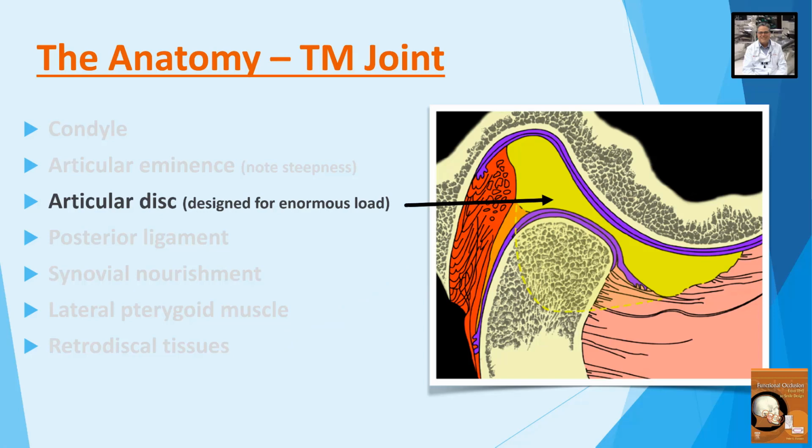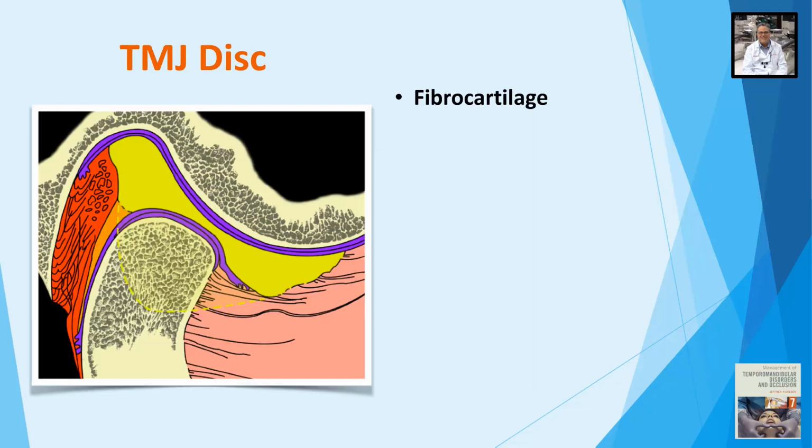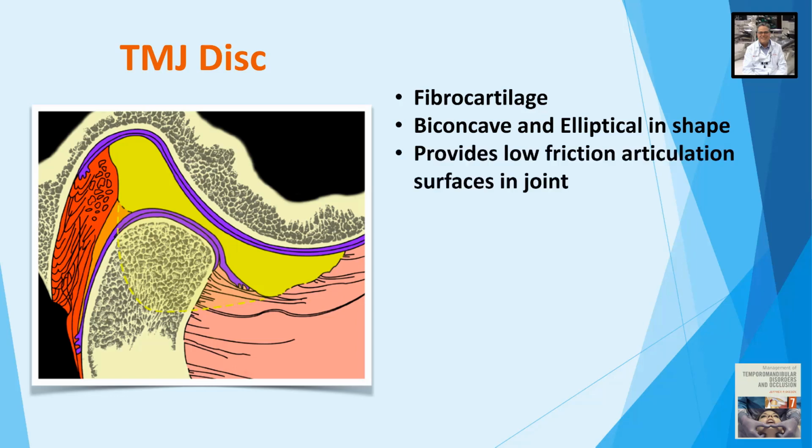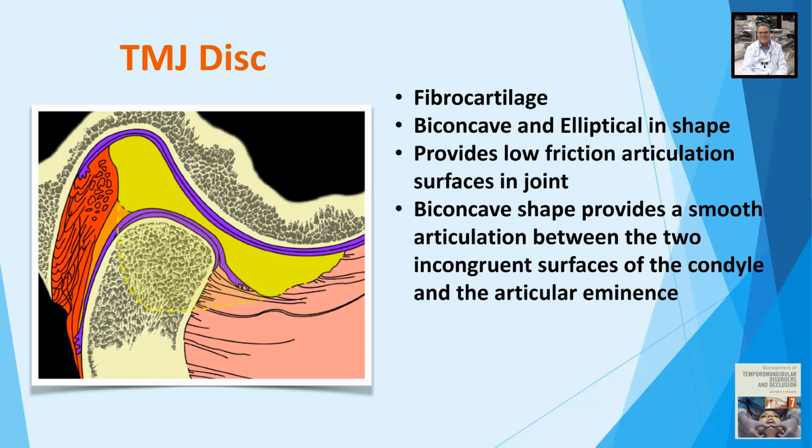Let's look at the disc a little bit more. And remember that it's designed for enormous load. It's made of fiber cartilage. It's biconcave and elliptical in shape. It provides a low friction articulation surface within the joint. The biconcave shape provides a smooth articulation between the two incongruent surfaces of the condyle and the articular eminence.